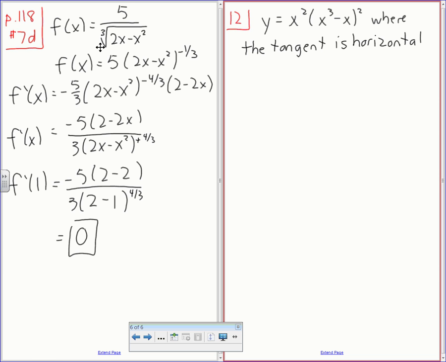Okay. Can someone please be brave? Other than Amy. Amy, you're out. When it says the tangent is horizontal, what does that mean? Jeff? Slope equal to 0. So I'm going to say f prime of x should equal 0. That's what we're looking to solve here.